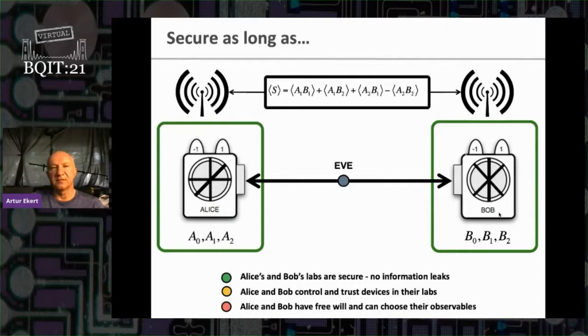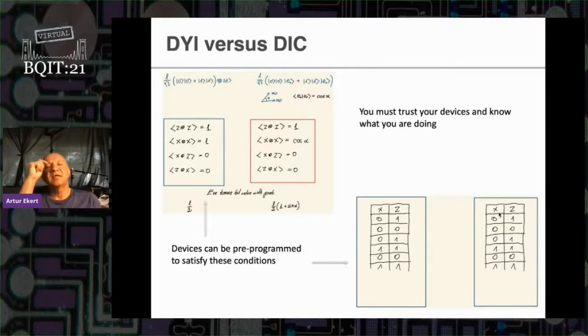Now, the thing that I mentioned to you is that if you, however, don't have trust in your devices, so suppose you purchase your devices, then one can show that this test based on checking for XXZZ correlations is actually not good enough. So devices can be pre-programmed to satisfy the conditions of this XXZZ test. And nonetheless, the values of the key bits will be perfectly known to an eavesdropper, whoever designed or pre-programmed those devices.